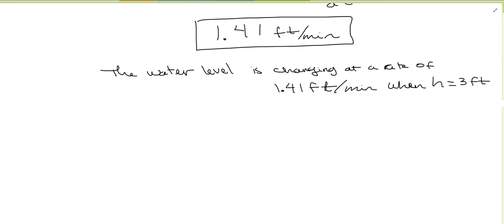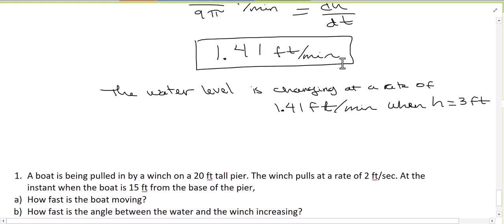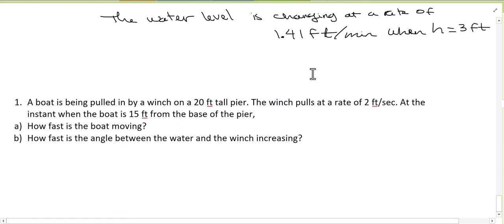Let's try another one. We'll try this example next. A boat is being pulled in by a winch on a 20-foot tall pier. The winch pulls at a rate of 2 feet per second. At the instant when the boat is 15 feet from the base of the pier, part A, how fast is the boat moving? And then part B, how fast is the angle between the water and the winch increasing?